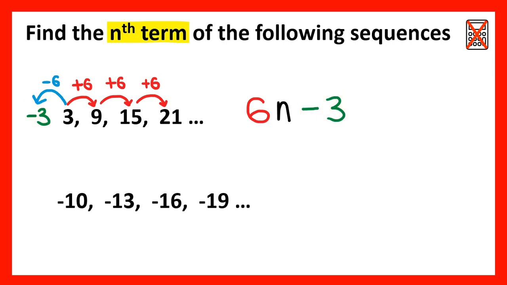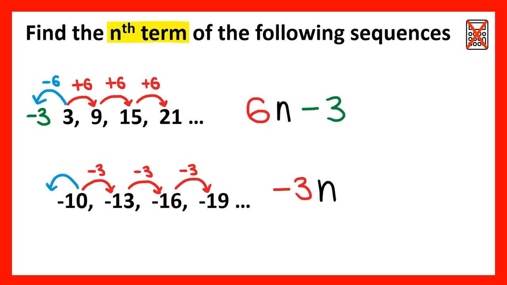Whatever the zero term is of a linear sequence will be the same as the constant at the end of your nth term. Applying the same logic to the next sequence, we can see that it is linear or arithmetic because we have a common difference and it's decreasing by 3 each time. This means that my multiple of n will be negative 3n, and rather than writing down the negative 3 times table to compare, I will apply the inverse to work out my zero term by adding 3 to the first term, giving me a zero term of negative 7, meaning the nth term is negative 3n minus 7.